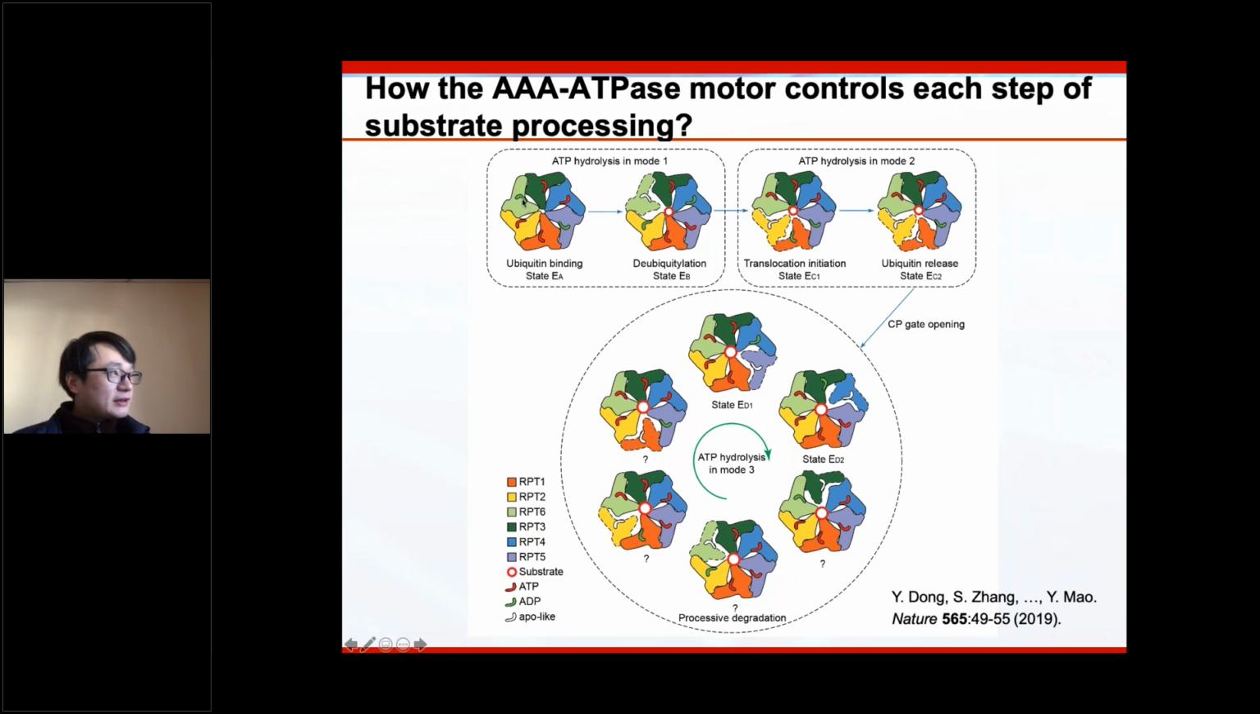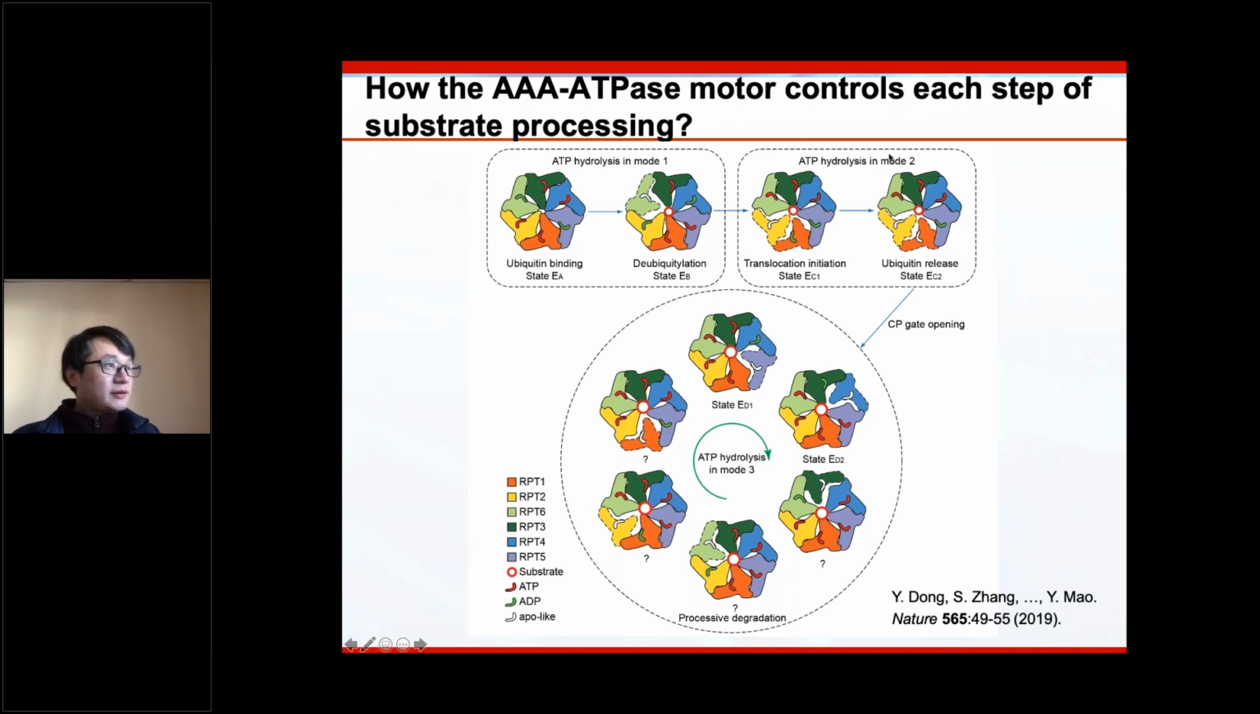This mode is featured by ATP hydrolysis in 2 subunits that are just opposite each other. You can see the green molecule is the ADP, and the red molecule binding to the ATPase nucleotide pocket is ATP. So the ATP hydrolysis into ADP is taking place in 2 opposite ATPases, while in the state EB, it's very similar, but rotated counterclockwise by just 1 subunit.